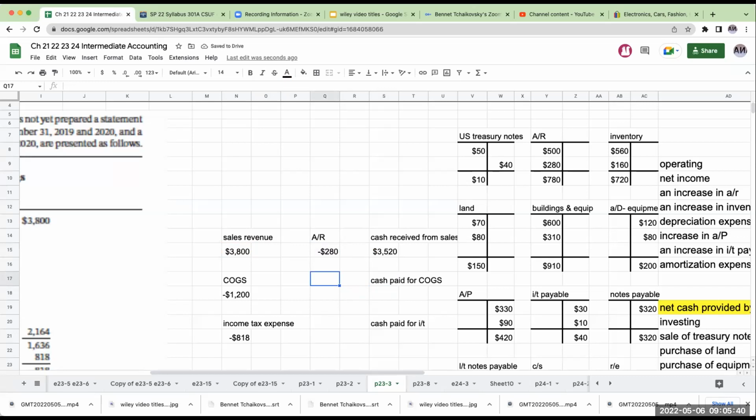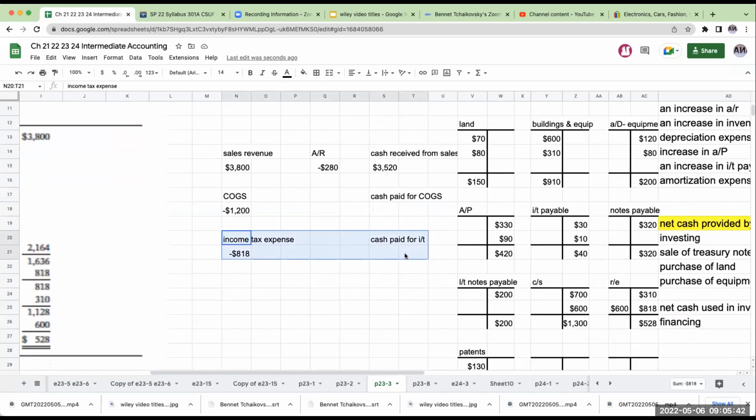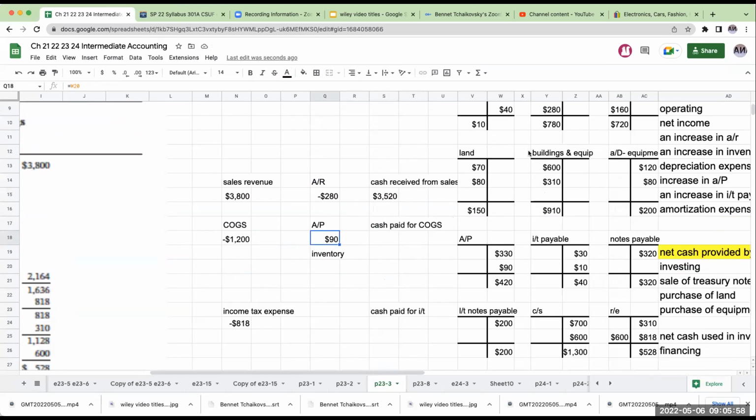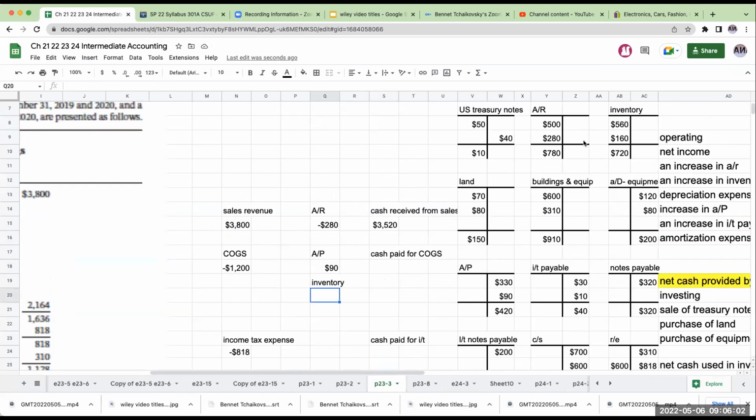Over here for cost of goods sold, I actually have two different accounts that impact it. I have accounts payable and I have inventory. So accounts payable, I'm going to show this as a positive amount because it was a credit. If it's a debit, I'm going to show it as a negative. My inventory went up, so this is going to be a negative.